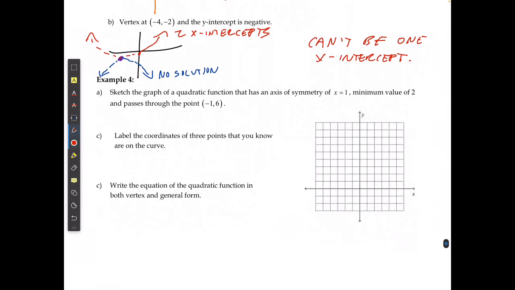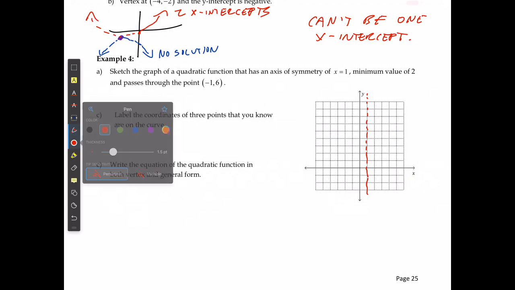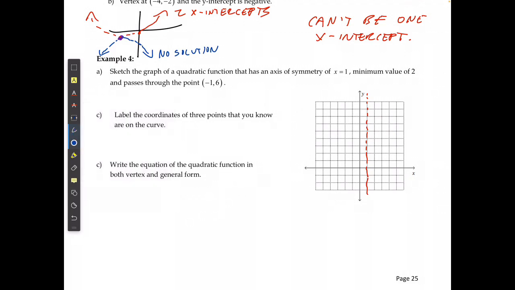For the last example, it wants us to sketch a graph of a quadratic function that has an axis of symmetry where x is equal to 1. So I'm going to draw that axis of symmetry where x is equal to 1. It's got a minimum value of 2. So I'm going to start at the point of x equals 1, y equals 2 for my minimum, and there's my vertex.